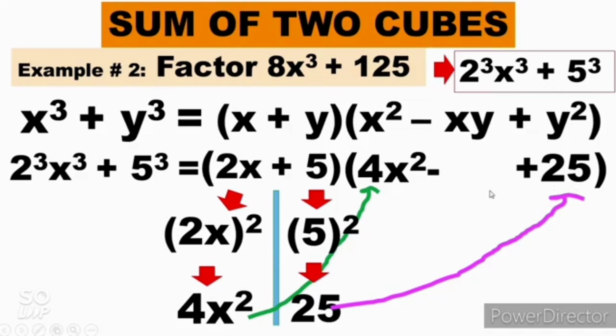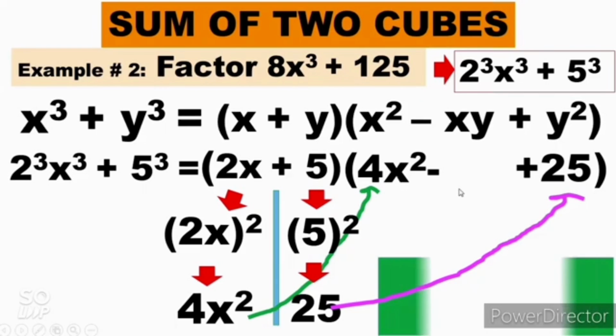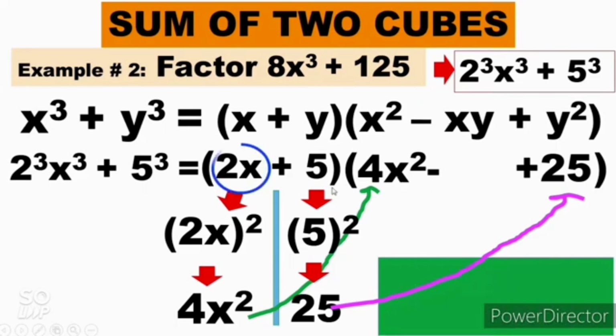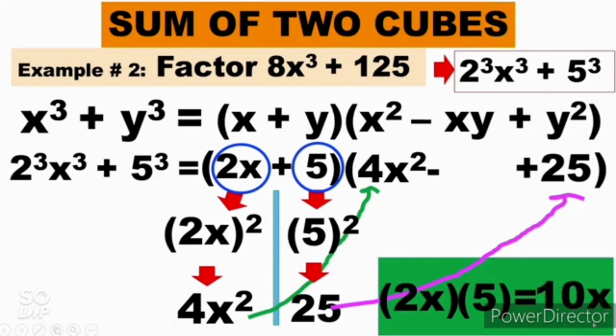Positive 25. Now, to get the middle term of the trinomial factor, ang gagawin lang natin doon sa binomial factor natin, imumultiply natin ang first term, which is 2x. Ita-times natin sa second term ng binomial factor natin, which is 5. So, 2x times 5 is equal to 10x. So, yun yung ilalagay natin sa middle term. Okay, 10x. And then, yung negative sign, which is nasa pattern na negative, i-rewrite lang natin or just copy the sign of the middle term.